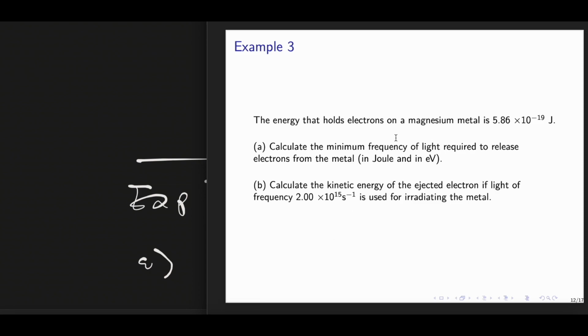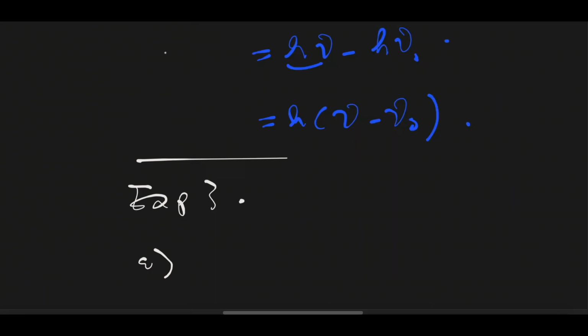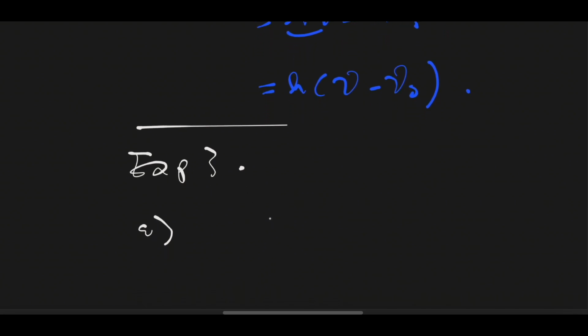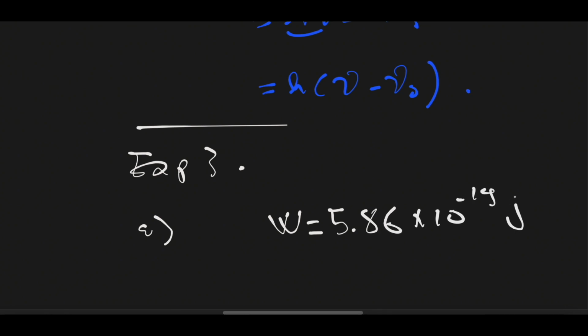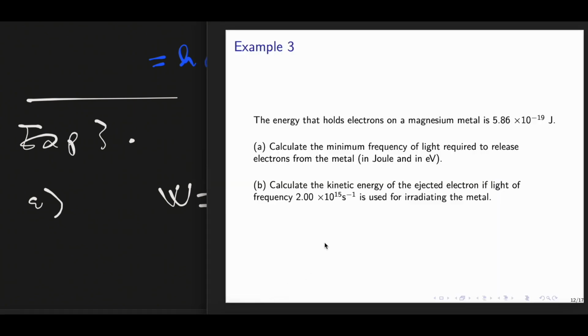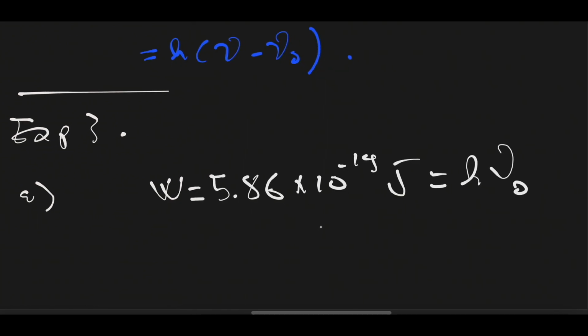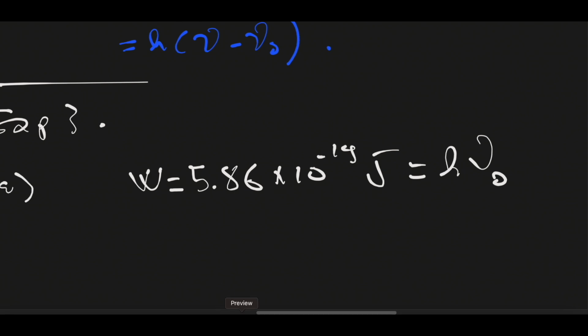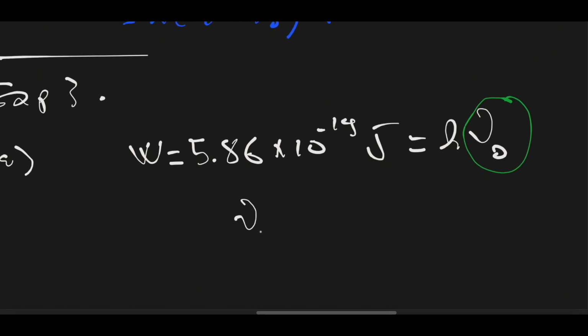So we have here the energy that holds electrons on a magnesium metal. The energy that holds the electrons to a metal surface is called the work function. So we can write that the work function is equal to this energy in joule, and is also equal to h nu 0, the threshold frequency. We are asked to calculate the minimum frequency of light required to release electrons from the metal. So the minimum frequency that is required to release these electrons is called the threshold frequency.